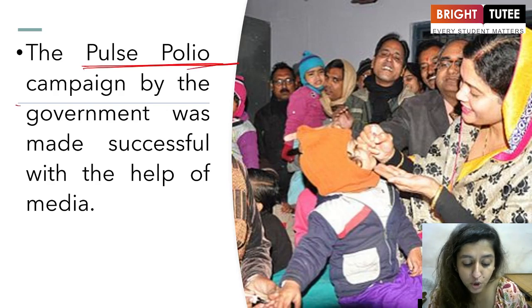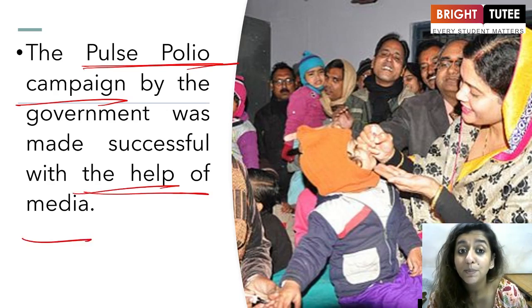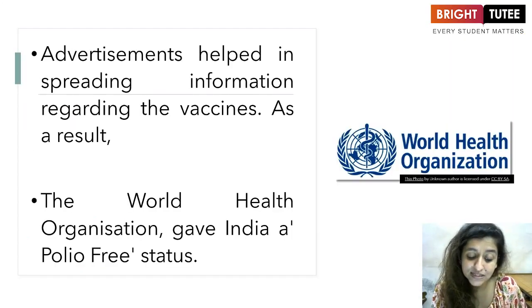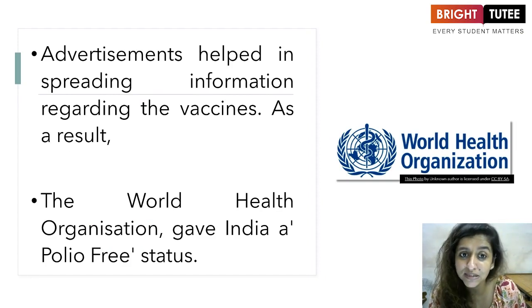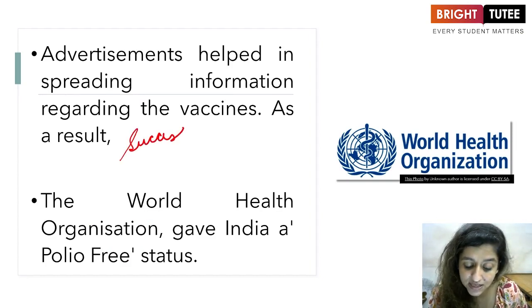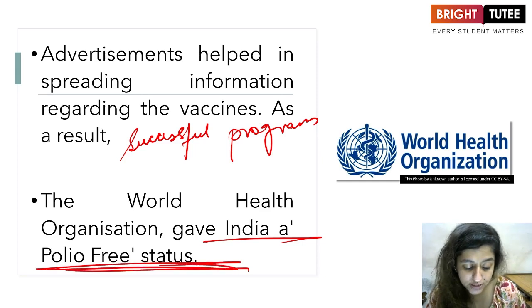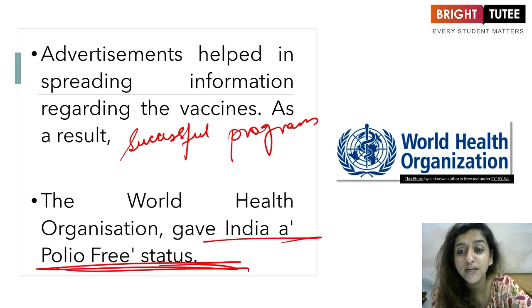Example: the Pulse Polio campaign by the government, which was made successful with the help of media. Now, the Pulse Polio program is not just to increase the consumption of polio drops, but because of health-related issues as well. So when you add an aspect of service and society to a cause, that is when it becomes a social advertisement. Moving ahead, advertisements helped in spreading information regarding the vaccines, and as a result it was seen as an increasingly successful program. Now, WHO gave India the status of a polio-free nation.